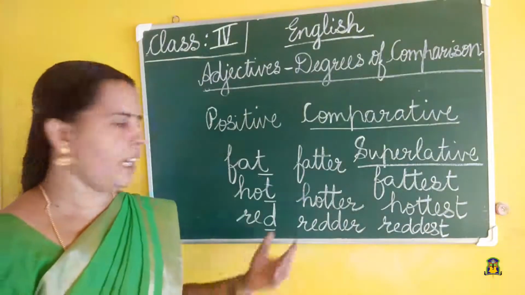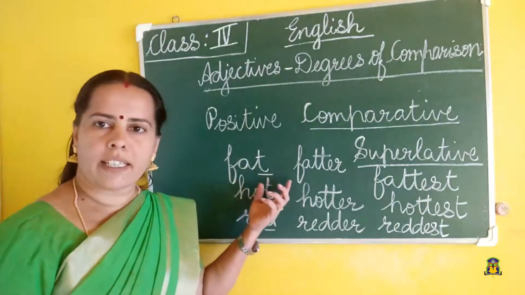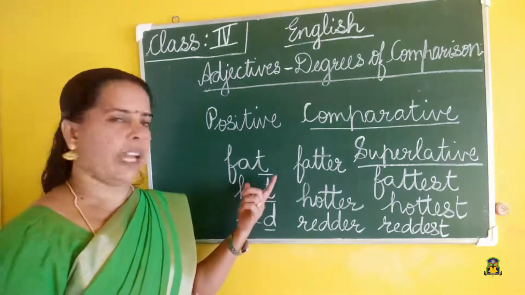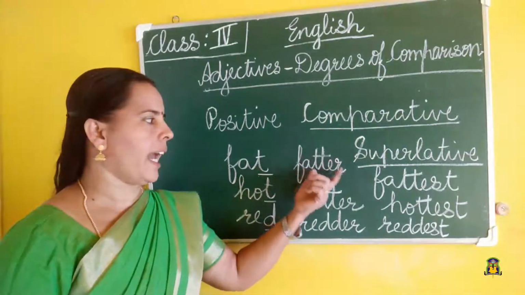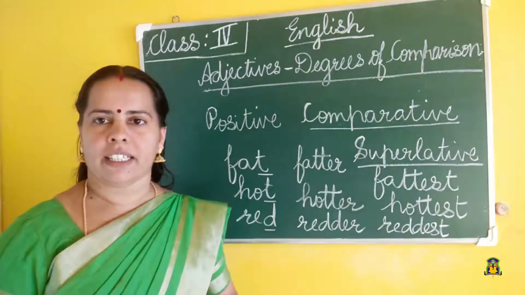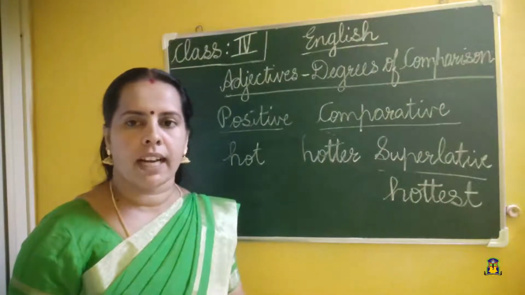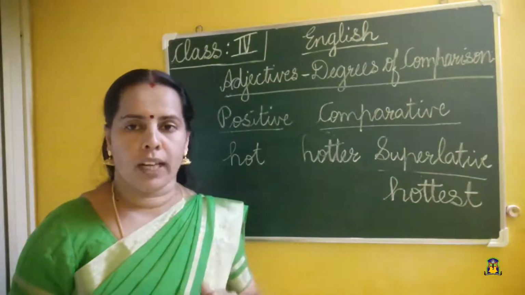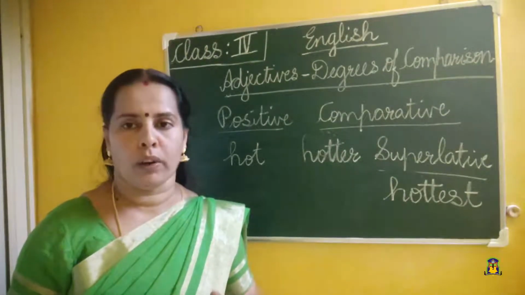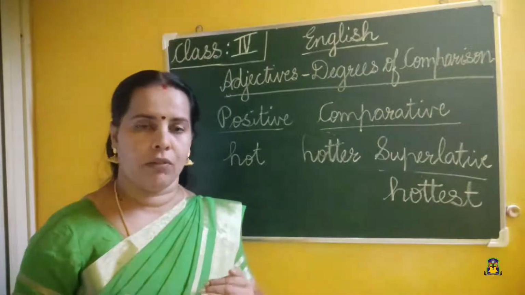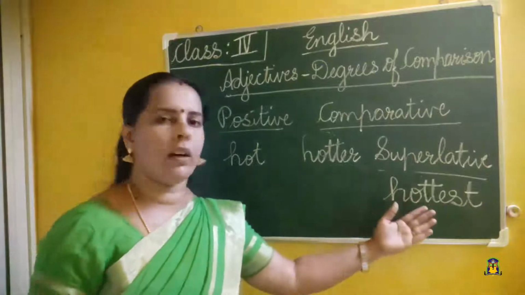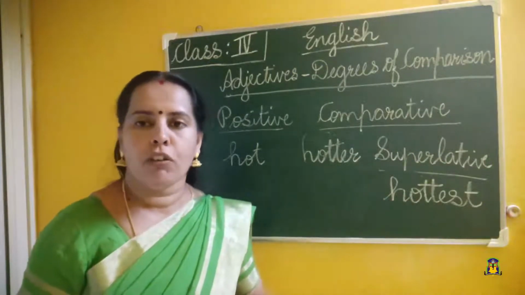Understood? So children, if the adjective ends in a consonant and before that there is a vowel, one vowel, then we will double the consonant and add ER in comparative and EST in superlative degree. Understood? Okay children. Then the fifth rule is, with some words we add more before the adjective in the comparative form and most before the word in the superlative form.